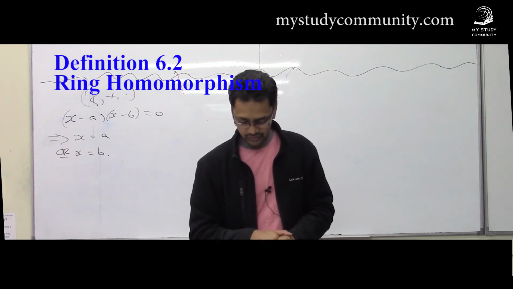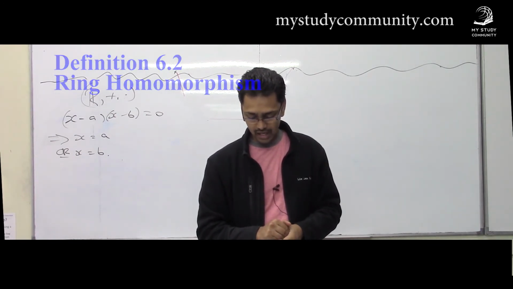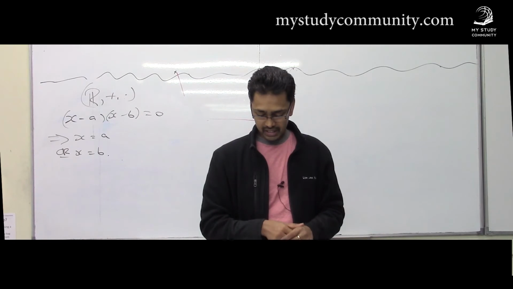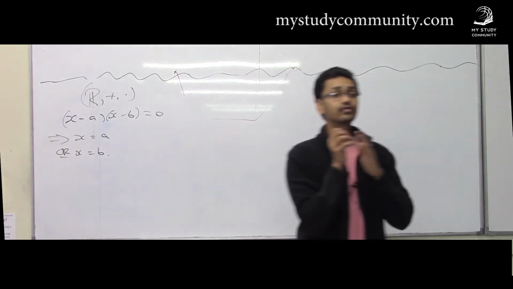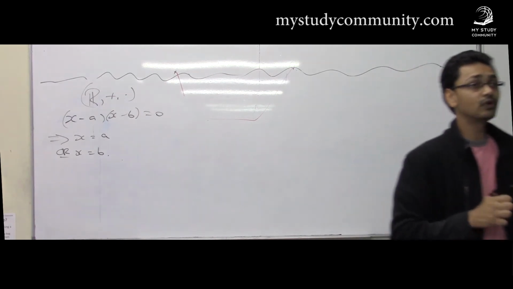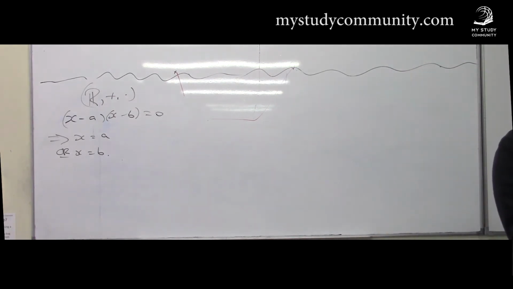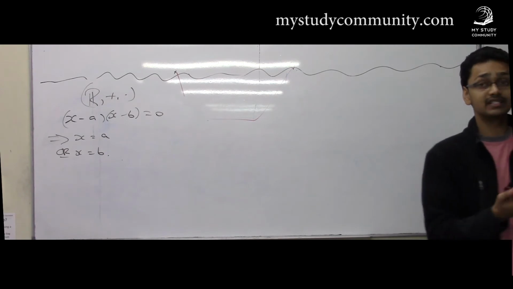A mapping phi from R plus dot into R prime circle plus circle dot is said to be a ring homomorphism from R into R prime if and only if... So just as we had group homomorphisms, now we have ring homomorphisms. For groups we had one operation, for rings we have two operations. So it makes sense that the homomorphism satisfies both.